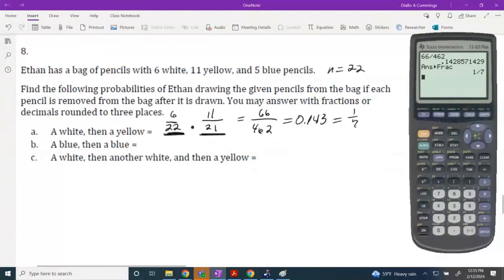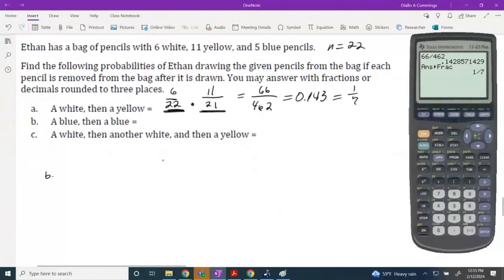The second problem says the first pencil is blue and then the second pencil is blue. So here again, I'm going to map out two choices. All right, so we're going to set up our probabilities. There are 22 pencils to choose from. There are 5 blue pencils. So the probability that my first pencil chosen is blue is 5/22.